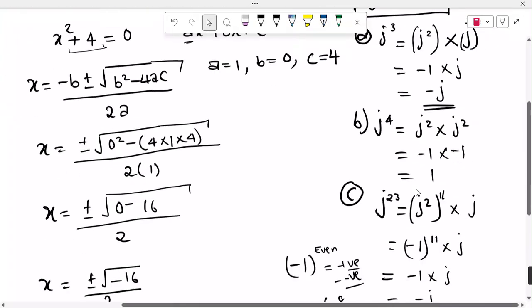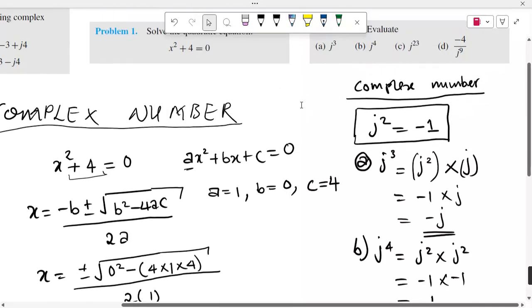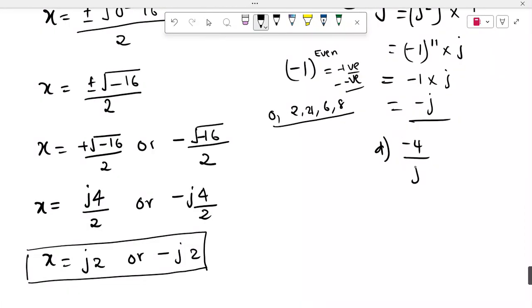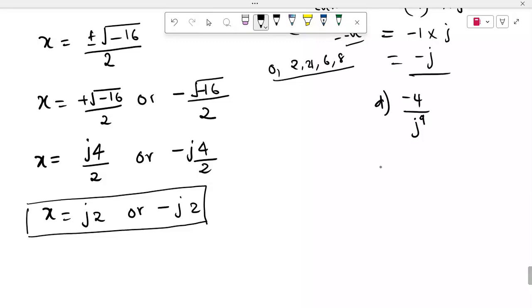So let's go to D. D is -4 over j to the power 9. Okay, so this is j power 9. So we'll do the same thing we've done for the area example. So we write -4 divided by, so let's say j squared.